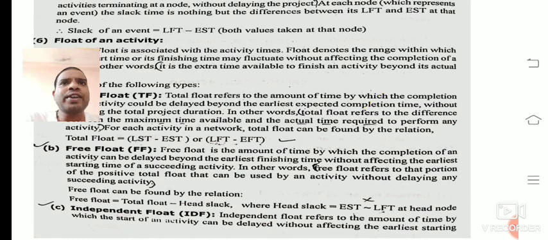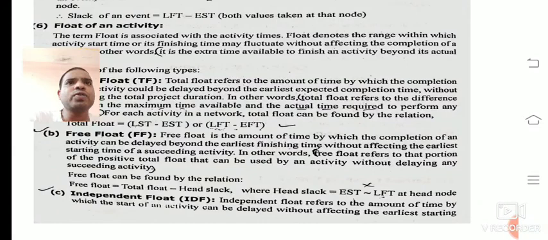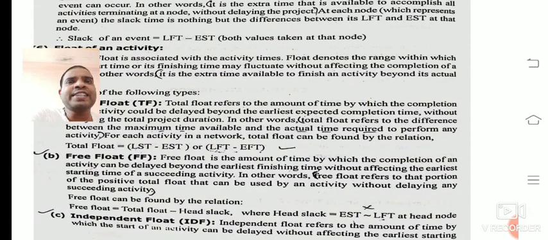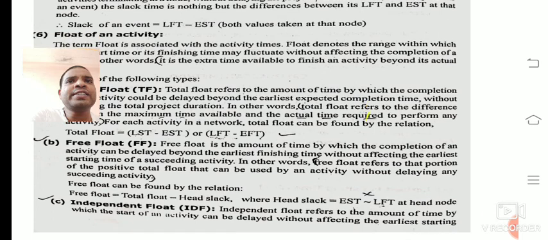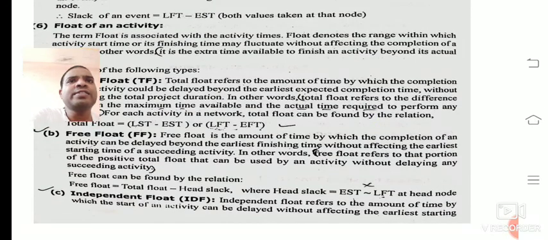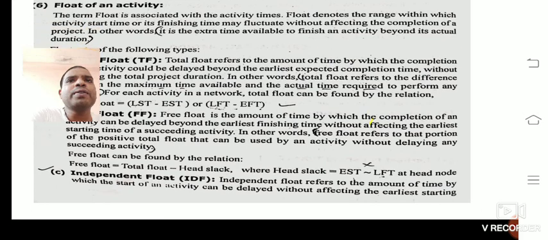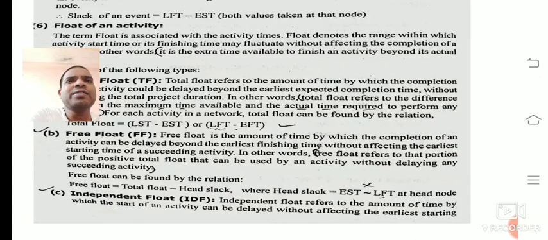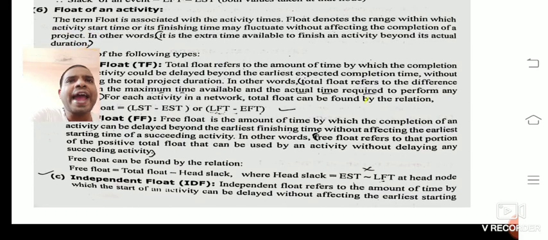Now the float of an activity, the next factor, is associated with the activity. The slack is associated with the event, and the float is associated with the activity. The float denotes the range within which the activity's start and finish times may fluctuate without affecting the completion of the project. It means the extra time available to complete the activity without delaying the project.